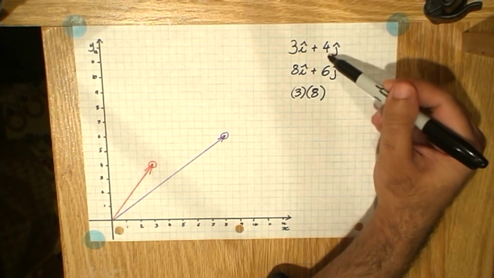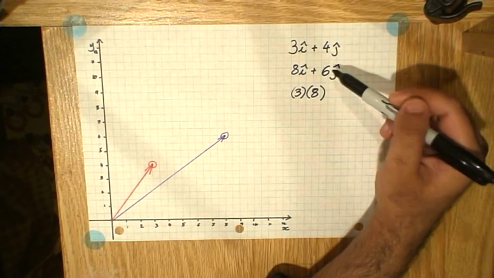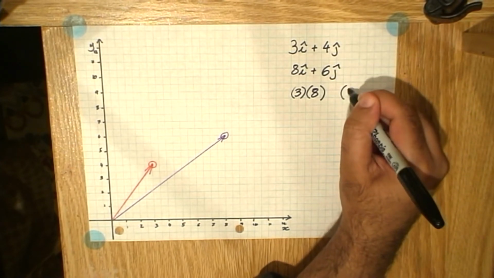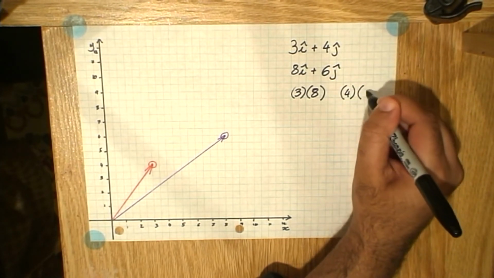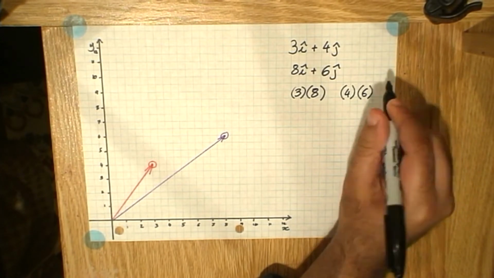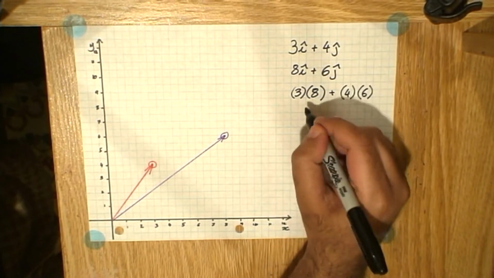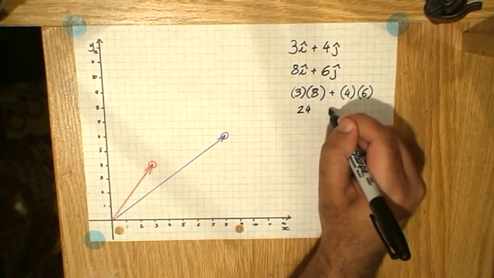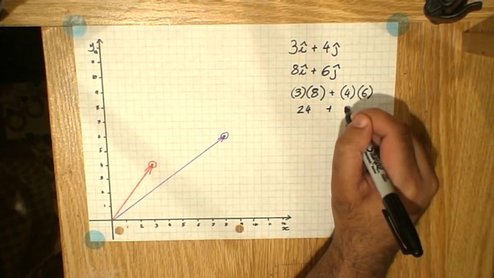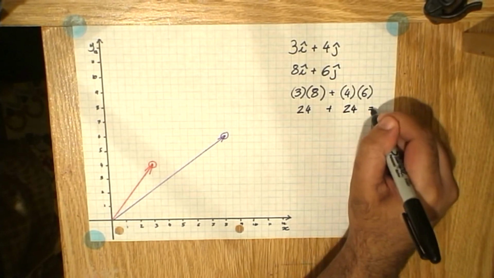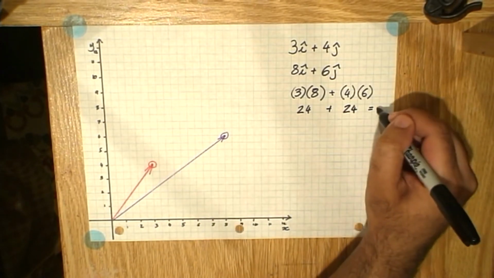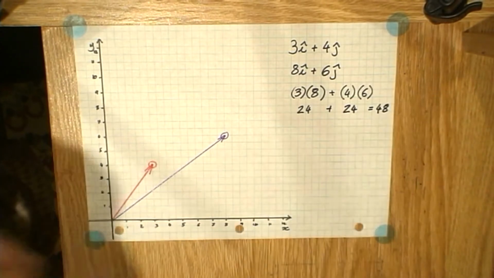Then take the y coordinates and multiply those. That would be 4 times 6. And then add together the two products. 3 times 8 is 24, plus 4 times 6 is also 24, so the dot product of these two vectors is 48.